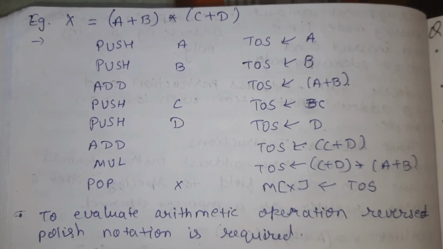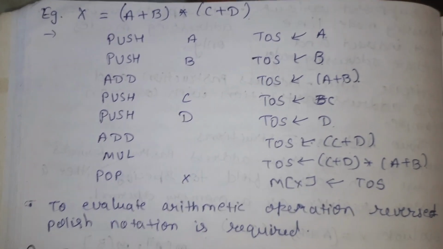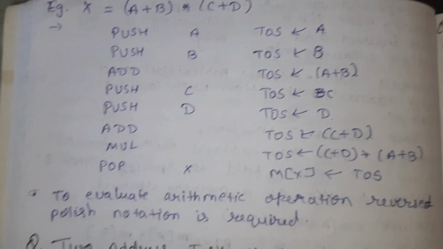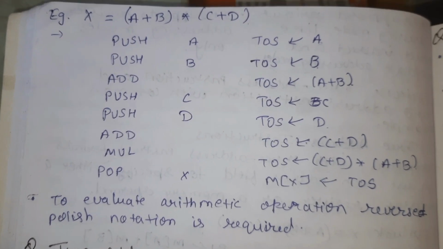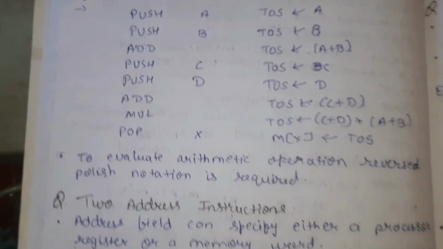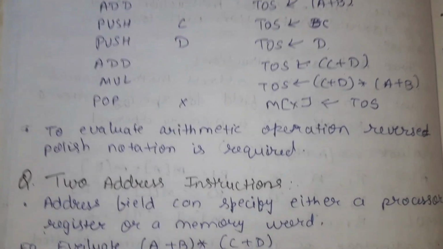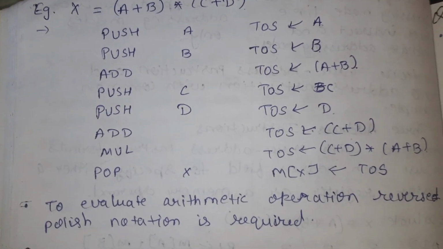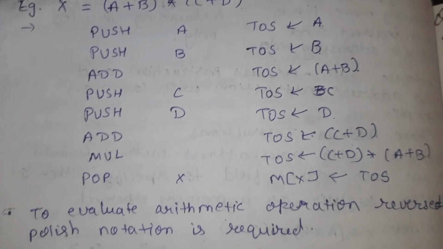After that we will do addition of A plus B, and now we will push C and D onto the stack. After that we will perform addition on C and D. After that we will multiply (C plus D) and (A plus B) and store the result in X. To evaluate the arithmetic operation, reverse Polish notation is required. That we have studied earlier, that reverse Polish notation.